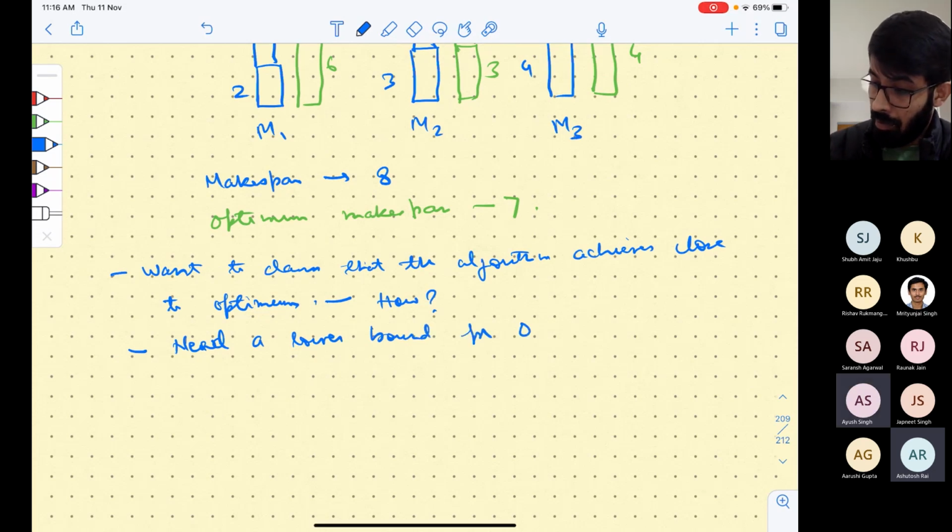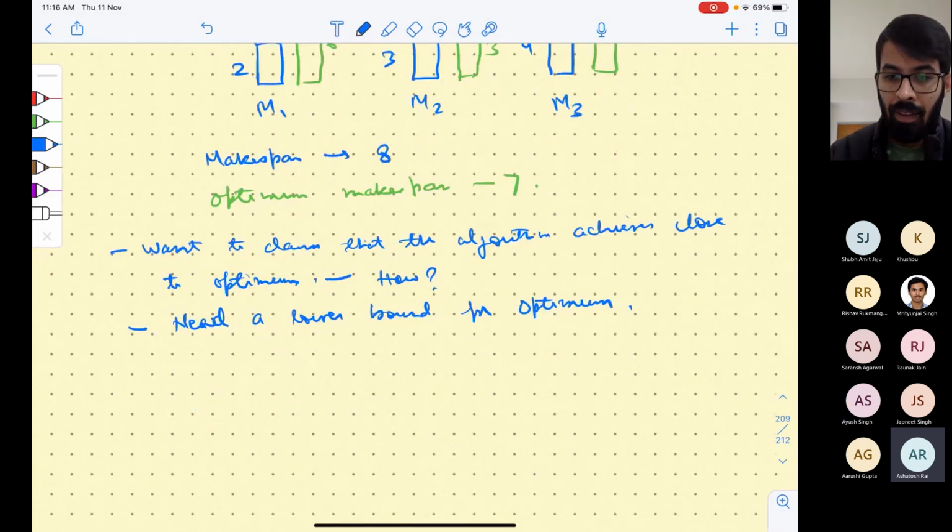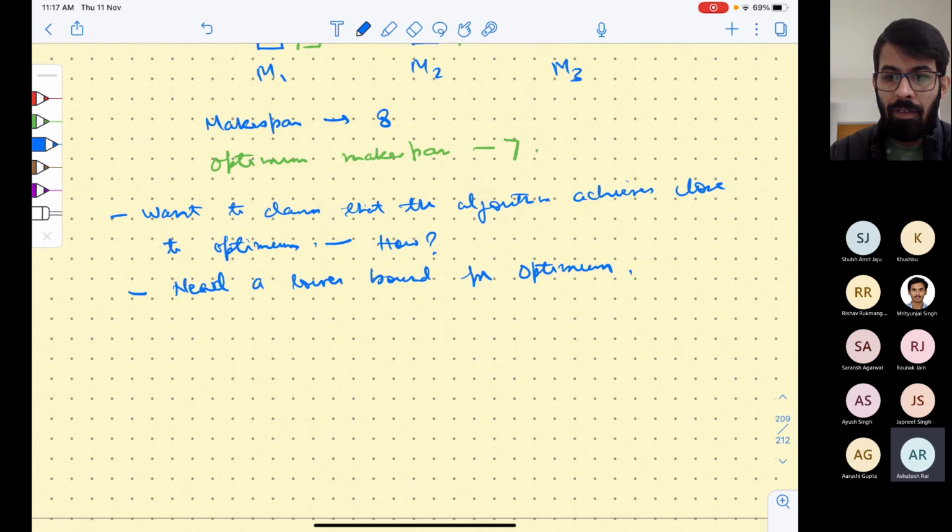Sir, can we say that the sum is 19? So 19 by 3 has greatest integer 7. Exactly. Yeah. So the total is 19. So some average has to be there on at least one machine. And since every job is an integer, it is going to be an integer. So in this case, we can determine that it cannot be less than 7.